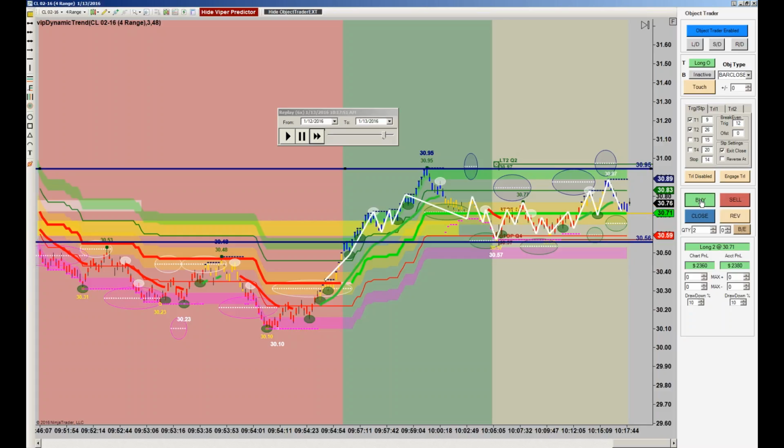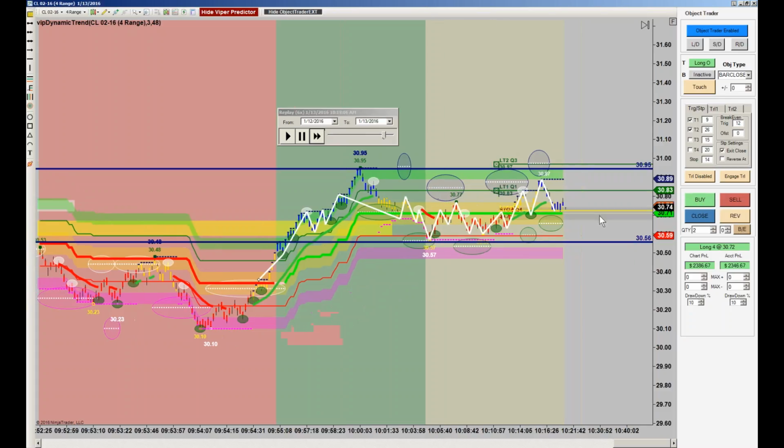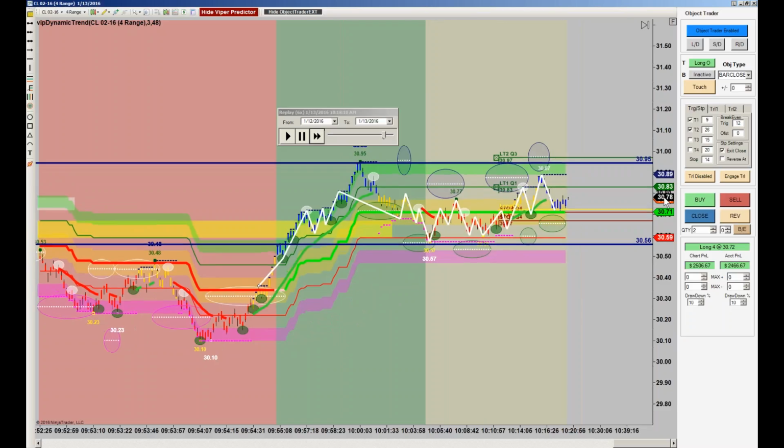Not going to buy 4, I'll buy 2. And I'm going to put my stop right under there. And I'm just trying to get up to there and the top, like that.